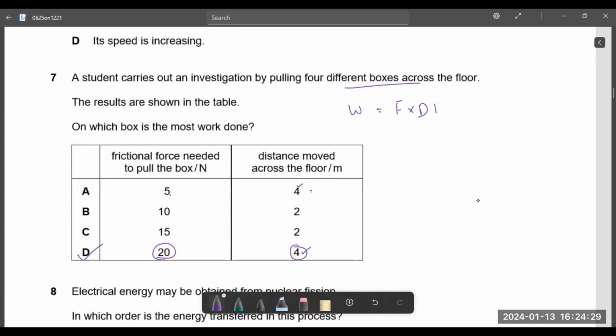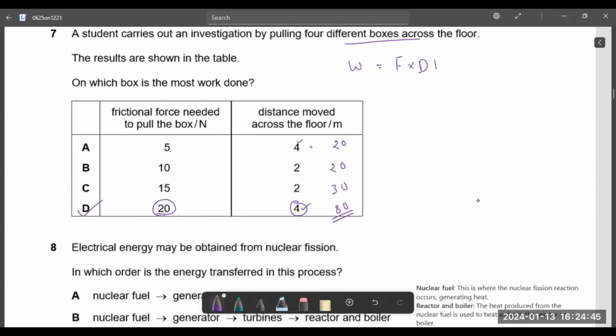Otherwise we can find force into distance. Here it is 5 into 4, that is 20. This will be 10 into 2, 20. 15 into 2, that is 30. Here it is 20 into 4, 80. So this is the highest. This is the most work done.